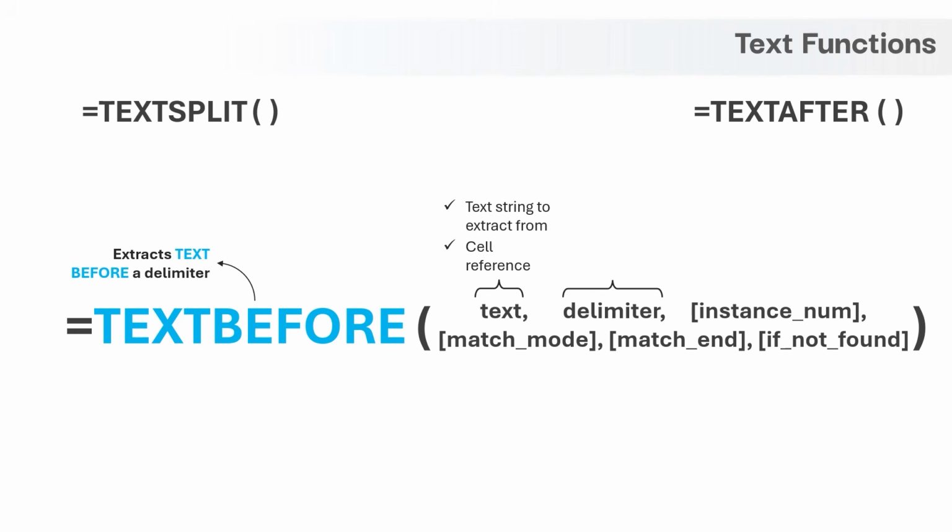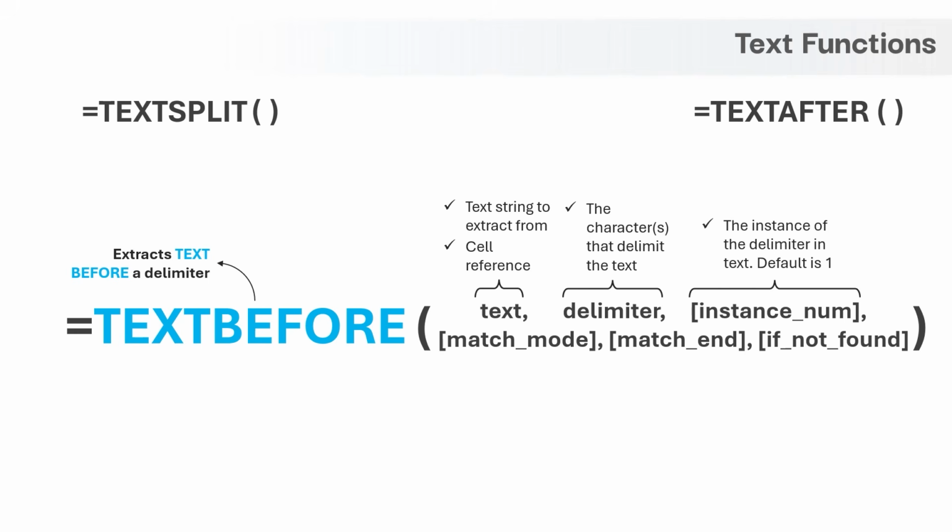The argument text is the input text. Delimiter is obviously the special character that is used to delimit the input text. Instance number is the instance of the delimiter in the input text. Default is 1, that is the first instance.